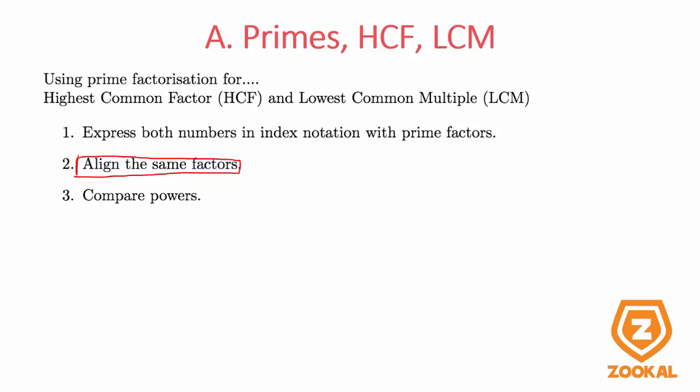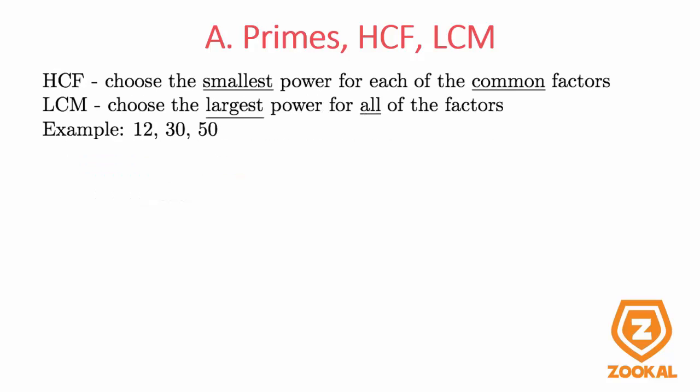What do I mean by align the same factors? Let's look at this example. We look at the example of 12, 30, and 50. So 12 is equal to 2 squared times 3. 30 is 2 times 3 times 5. And 50 is 2 times 5 squared. So you can see that 12 has 2 prime factors, 30 has 3 prime factors, and 50 has 2 prime factors. So what do I mean by align the factors?